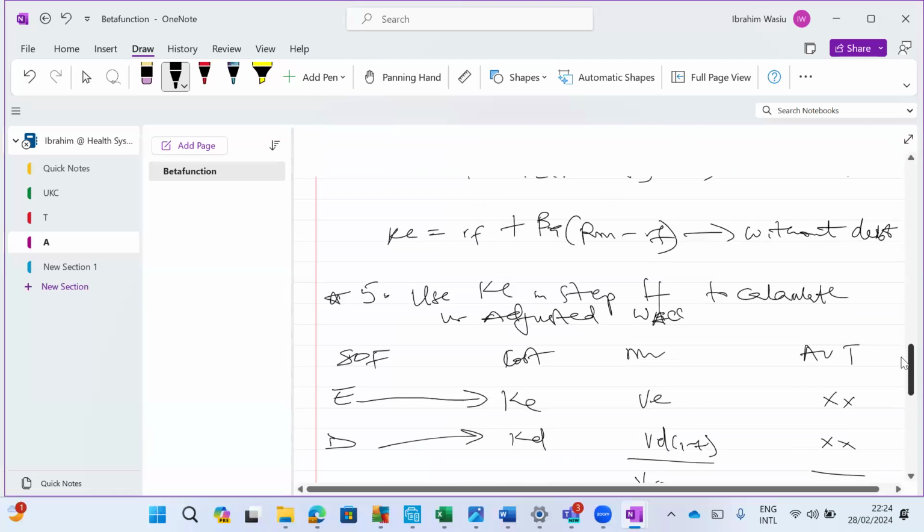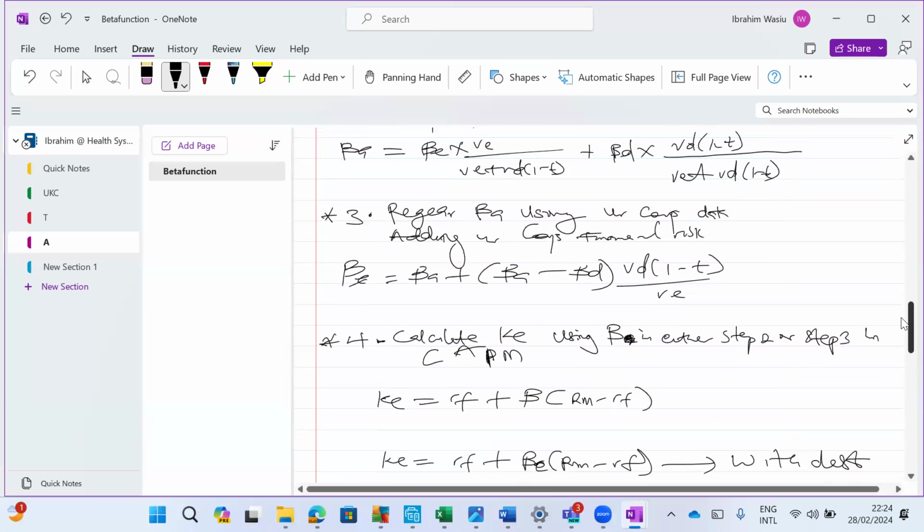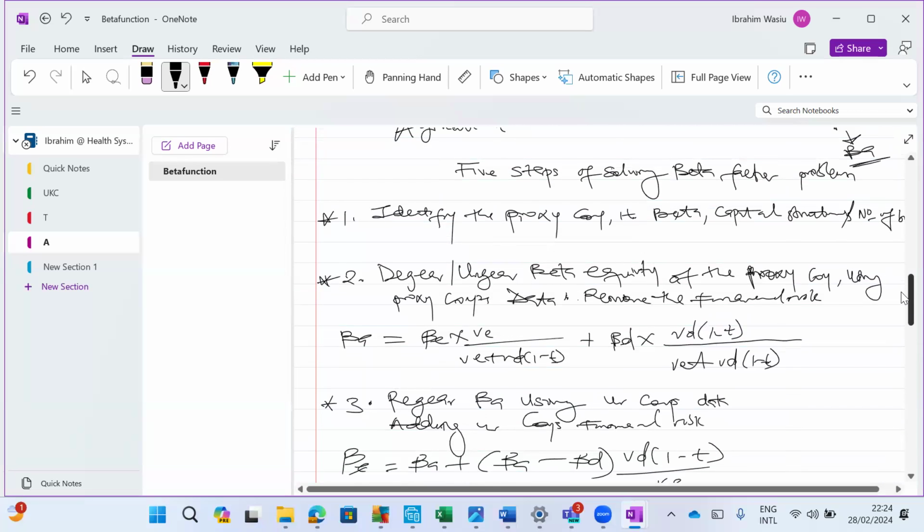Can you help me scroll to step 5, please? I will share the material later.